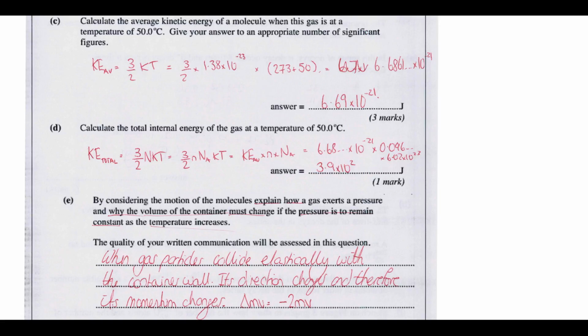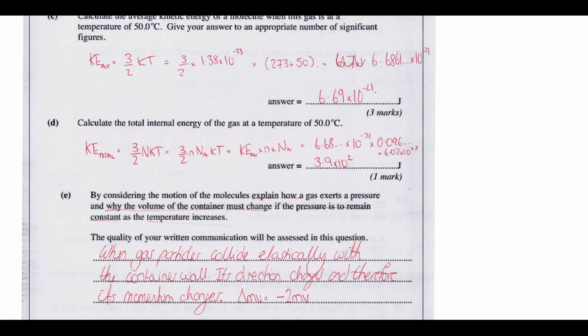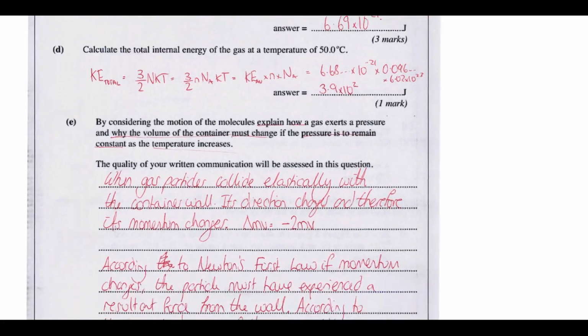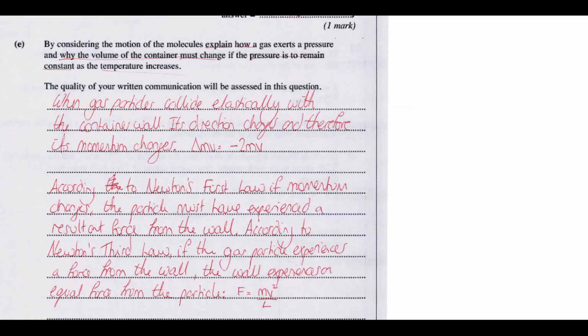Then we're going to look next at explaining, in terms of the motion of molecules, how a gas exerts a pressure, and why the volume of the container has changed if pressure remained constant during a temperature rise. So this is an examination of the first part of the derivation of the equation we've been using above. The kinetic energy is 3/2 kT.